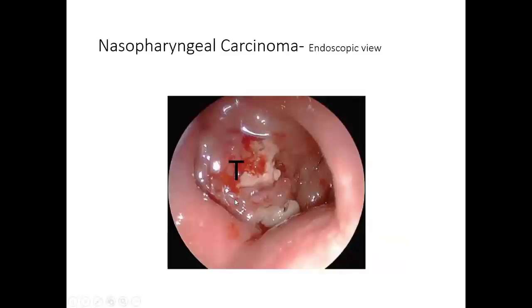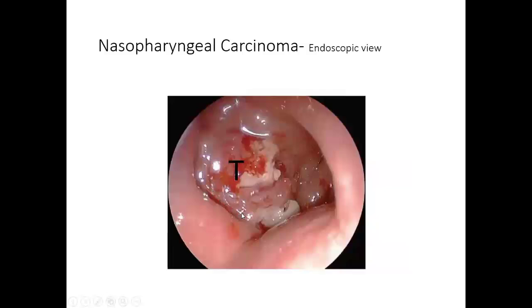Adenoid problems are common in the nasopharynx, but nasopharyngeal carcinomas are uncommon in this country, but still we do occasionally see a case. So this is an endoscopic appearance of a nasopharyngeal carcinoma. Unlike the adenoid which comes in the midline, nasopharyngeal carcinoma generally comes on a side, compressing the eustachian tube. So their symptoms may be due to compression of the eustachian tube.